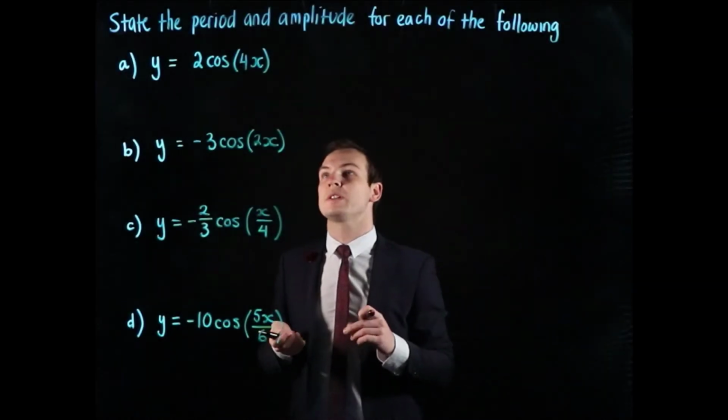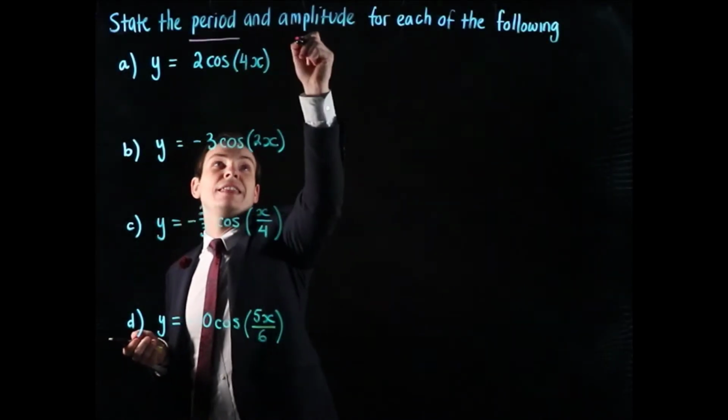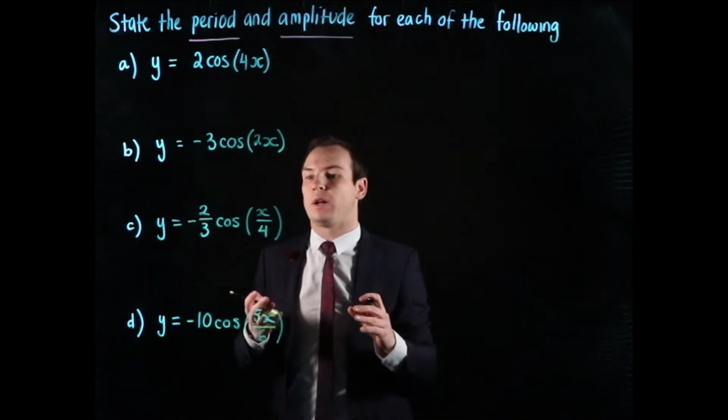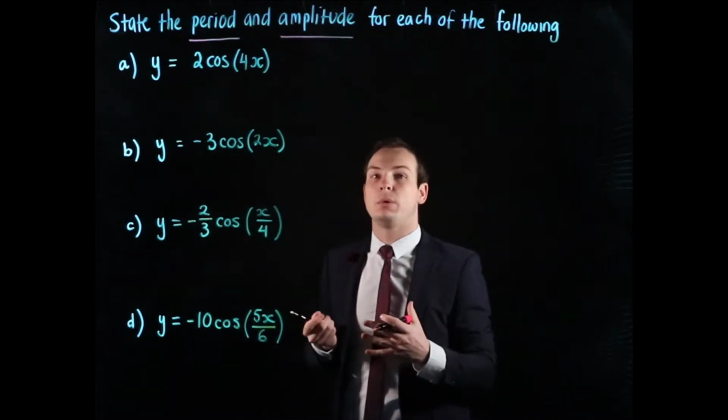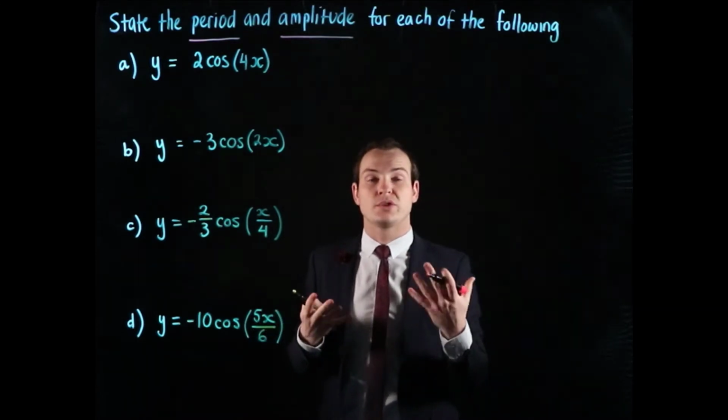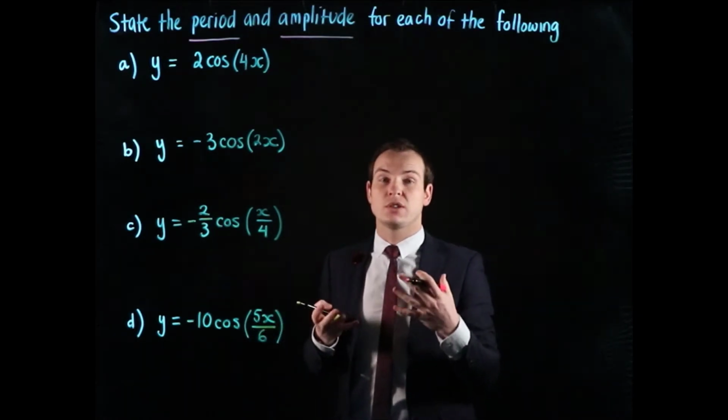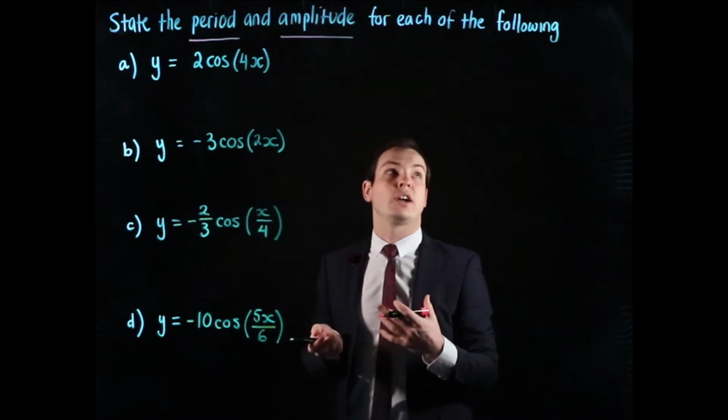In this video, we want to state the period and the amplitude for each of the following, and they're all cosine graphs. So you may have seen a previous video where we looked at the period and the amplitude for sine graphs, and we're just going to do exactly the same thing now for a cosine graph.